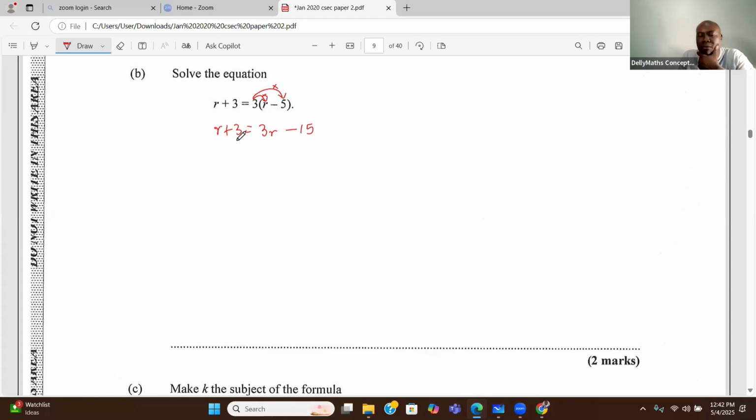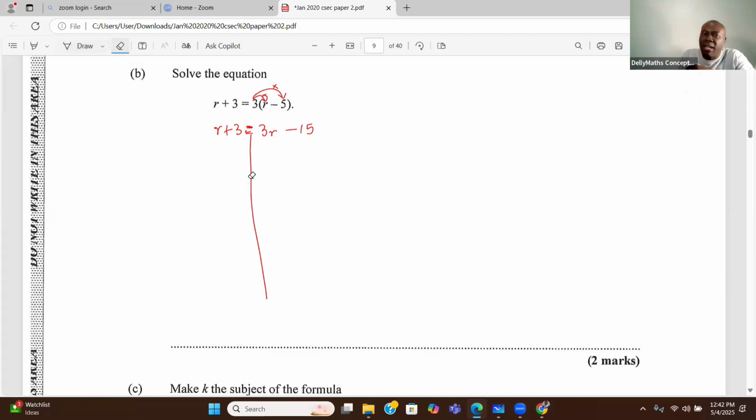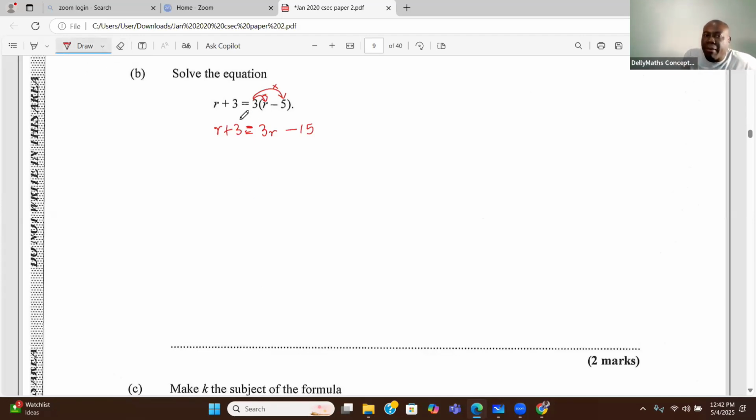In isolating the variable, you decide what side of the equation. The equal sign is down the middle. You decide if you want to collect them on the left or the right. It does not matter. So I am going to collect my variable on the left. That means I need this one over here.